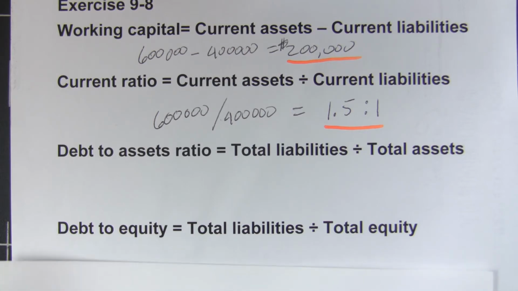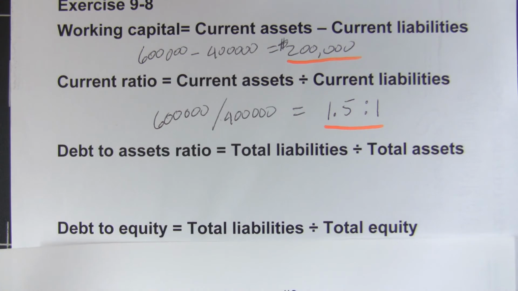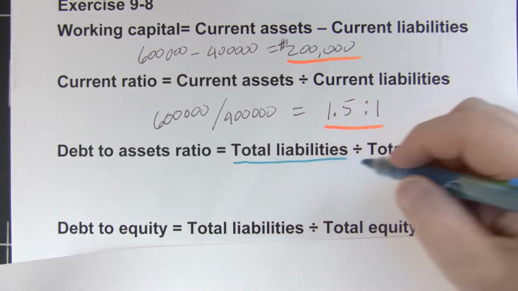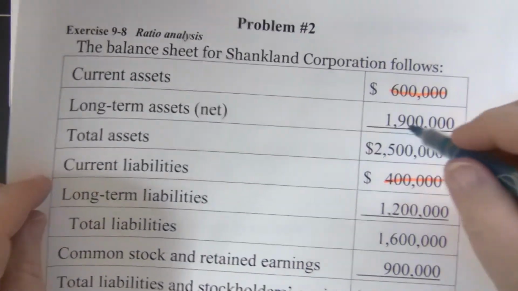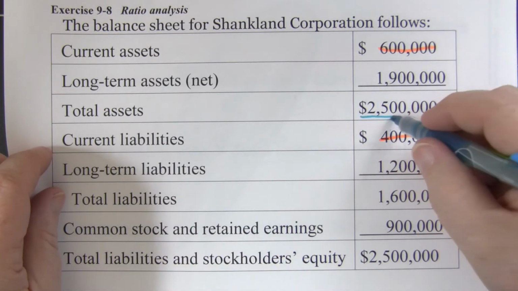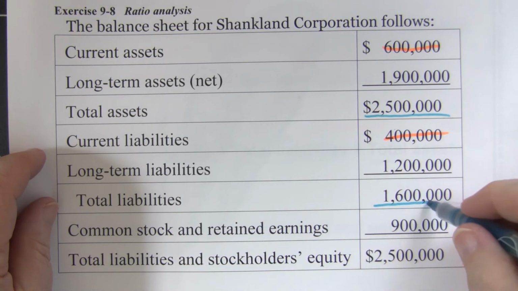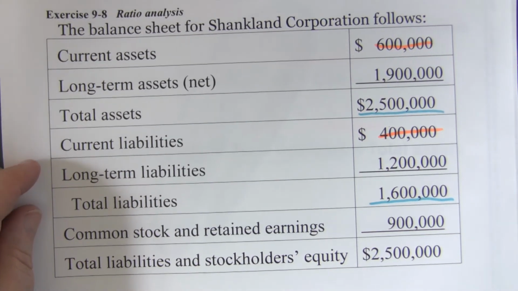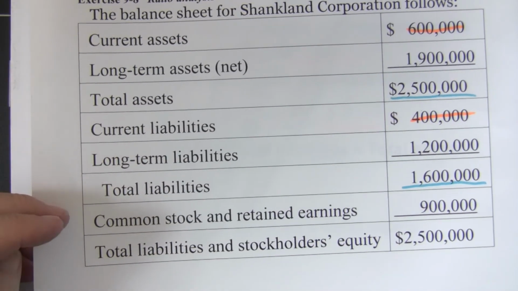Now, the next one is the debt to assets ratio, and that's the total liabilities divided by total assets. So our total assets are in blue. Our total liabilities are in blue. So we're going to look at those two numbers. We're going to divide them again.